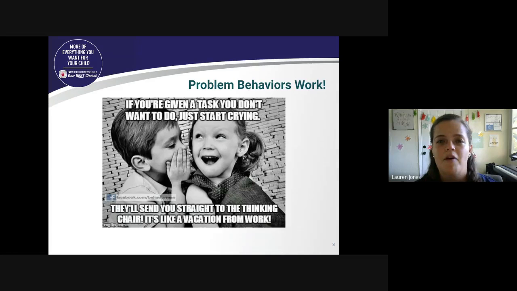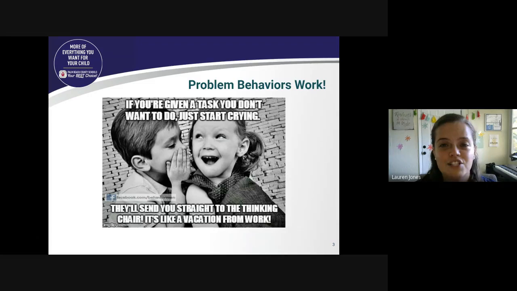So before we talk about replacement behaviors, we have to talk about why our children do problem behaviors. Our children engage in problem behaviors because they work. Take the example here. The child says to another, if you're given a task you don't want to do, just start crying. They'll send you straight to the thinking chair. It's like a vacation from work.